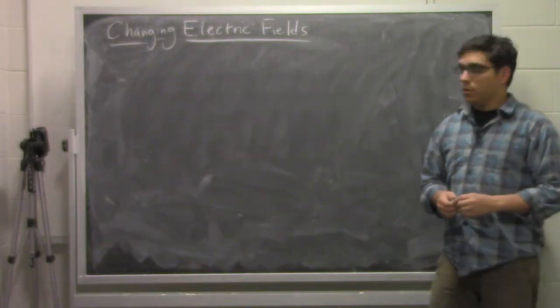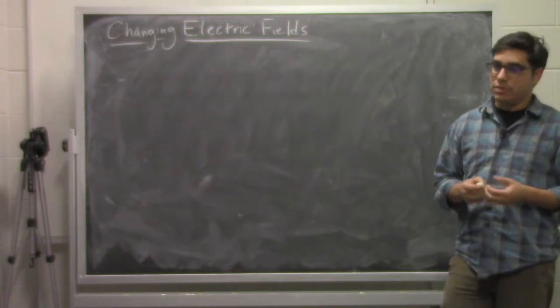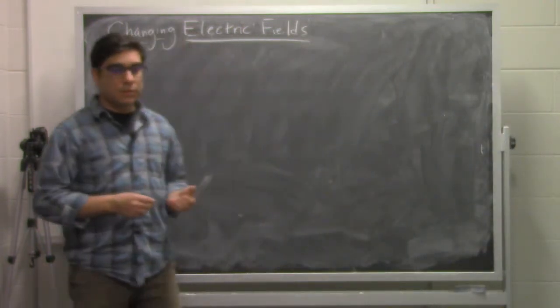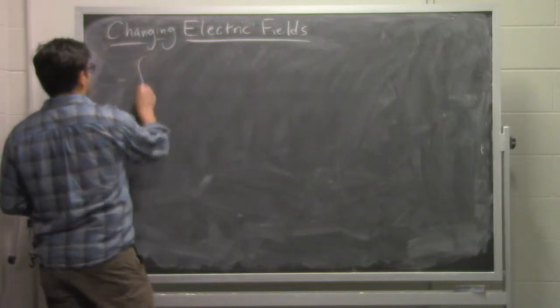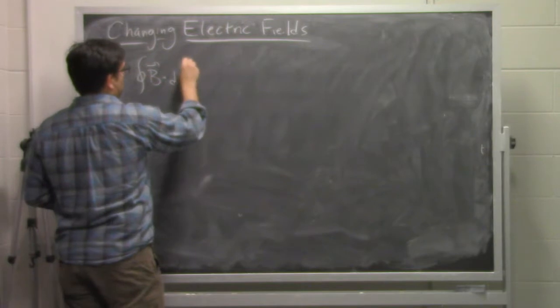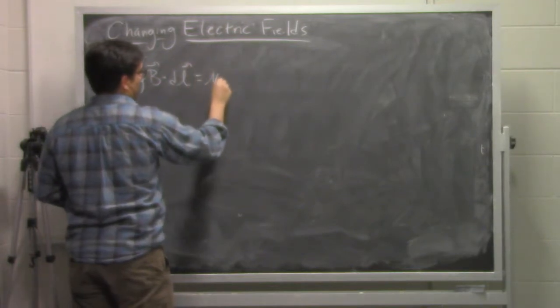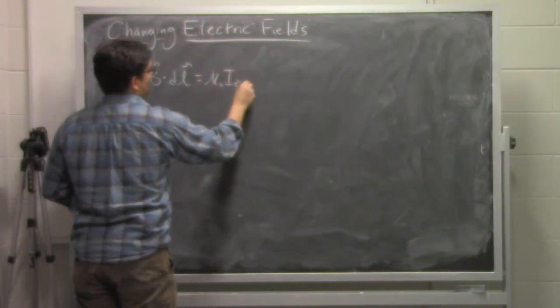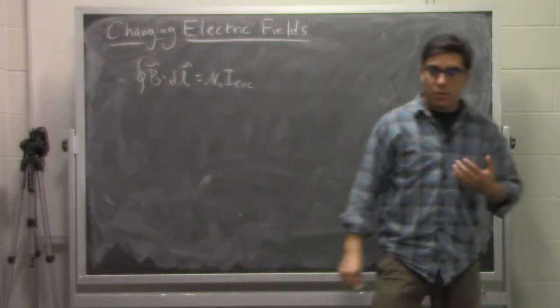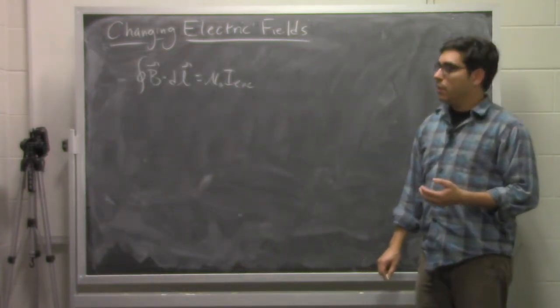In this video, we're going to talk a little bit about what happens when electric fields change with time. Earlier, what we learned was that a magnetic field is related to some sort of current, right? So we get a magnetic field when we have some current, and all currents will generate a magnetic field.